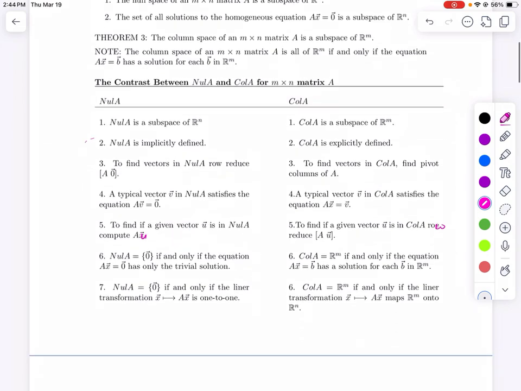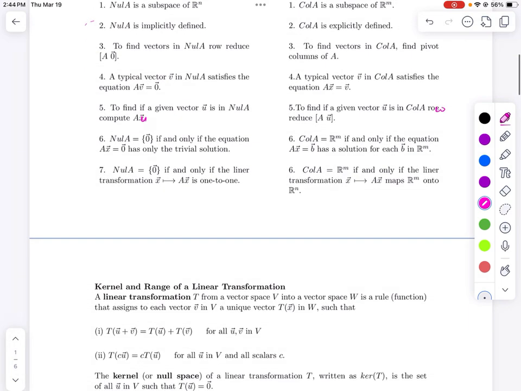Number 6: null A is equal to 0, consisting of only the 0 vector, if and only if the equation Ax = 0 has only the trivial solution. Now, the column space of A will be equal to R^m, the whole vector space R^m, if and only if the equation Ax = b has a solution for each b in R^m.